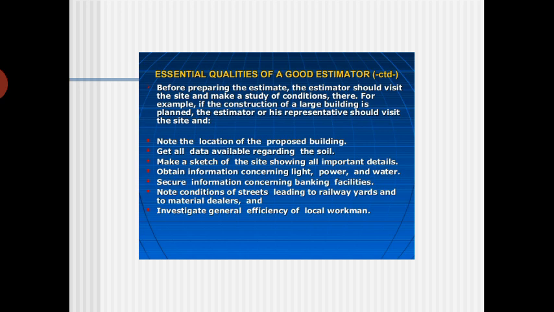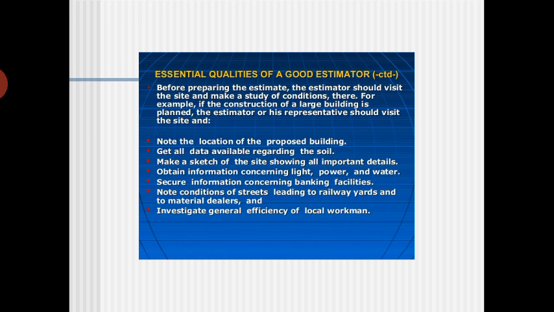When you visit the location of the proposed building, get all the data available regarding the soil. Soil characteristics means that before starting construction, you have to find out the SBC of the soil. What is this SBC? SBC is the safe bearing capacity of the soil. Normally, if the safe bearing capacity of the soil is less than 100 kilonewton per meter square, it is rejected.